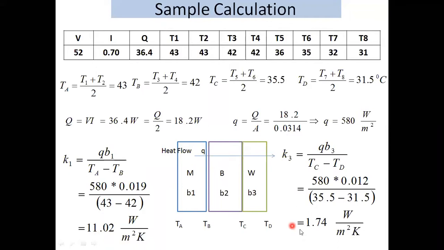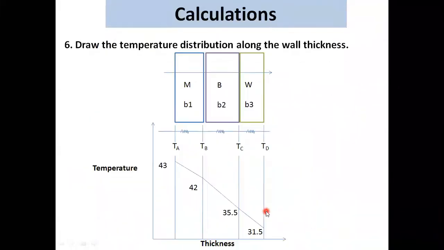Similarly, you can calculate for wood. So now you can see here the thermal conductivity for wood is 1.7, whereas for mild steel it is 11 watt per meter Kelvin. Again, we have to draw a temperature distribution along the wall thickness. So we can consider on the y-axis the temperature and on the x-axis the thickness. We can put here Ta, Tb, Tc and Td temperatures, and we can see this kind of temperature profile across the composite wall.